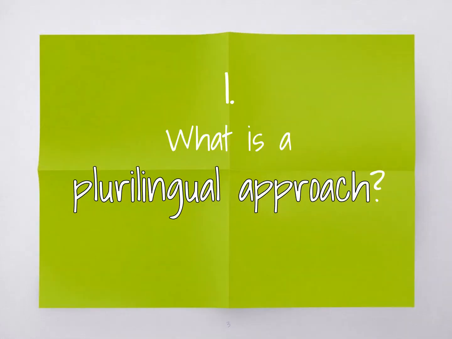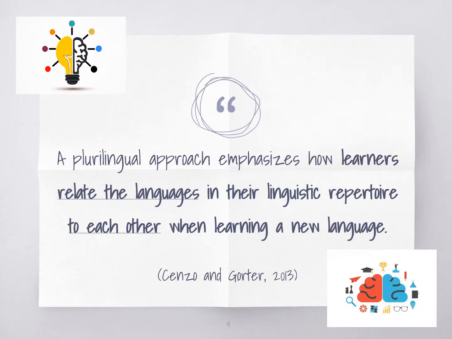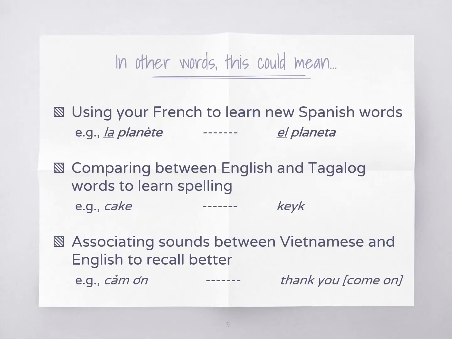What is a plurilingual approach? This approach emphasizes how learners relate the languages in their linguistic repertoire to each other when learning a new language. In other words, this could mean using your French to learn new Spanish words, comparing between English and Tagalog words to learn spelling, or associating sounds between Vietnamese and English to recall better.